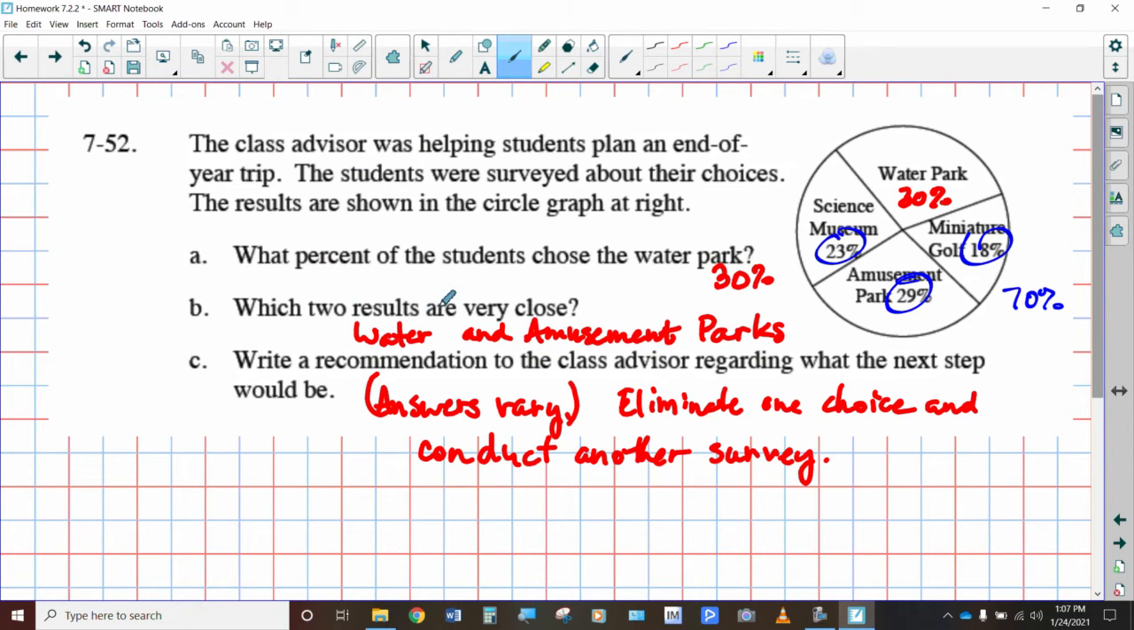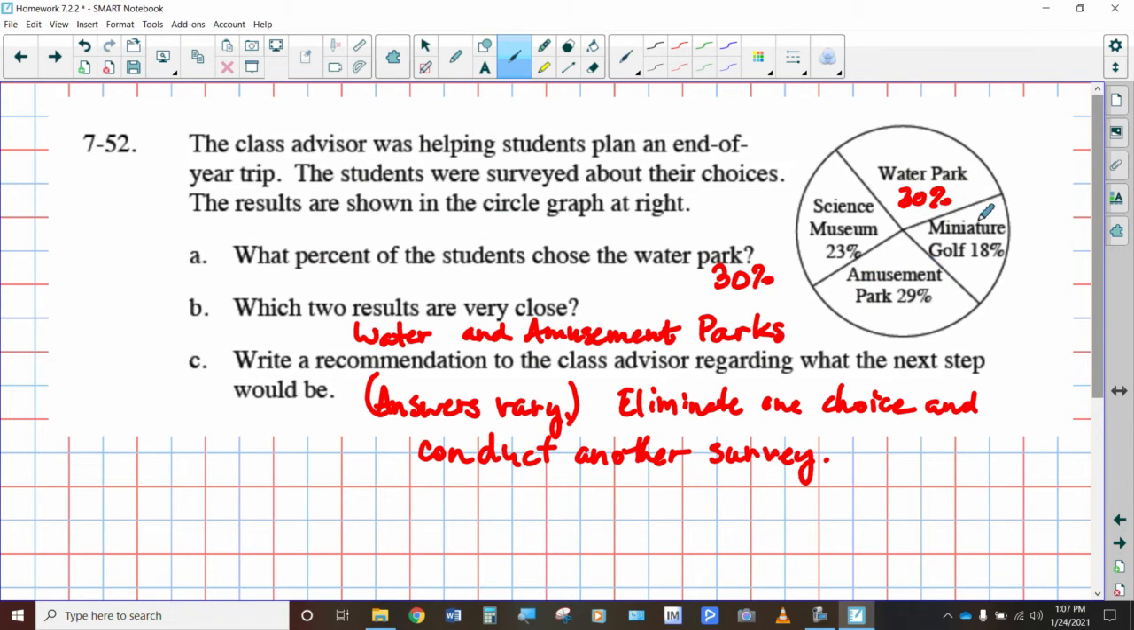Which two results are very, very close? Well, the water park and the amusement park are only 1% apart, right? One's 29, one's 30. And write a recommendation to the class advisor regarding what the next step would be. All right, so this is your own opinion.